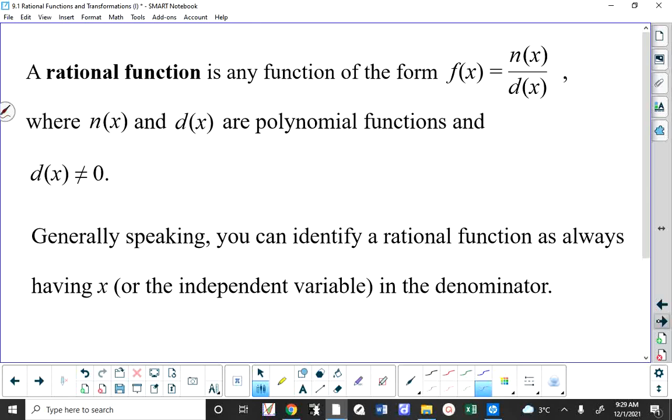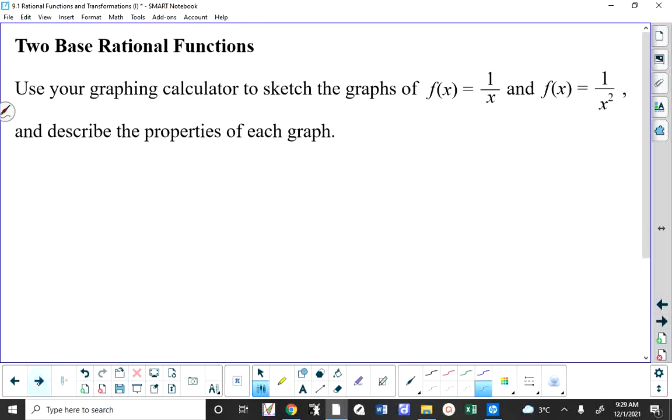So generally speaking, you know you have a rational function if, and there's conditions to it that I don't want to get into, but if when you write it in fractional form you see x or the independent variable in the denominator. So these two functions, f of x equals 1 over x and f of x equals 1 over x squared, are both rational functions, and I consider them to be very basic rational functions.